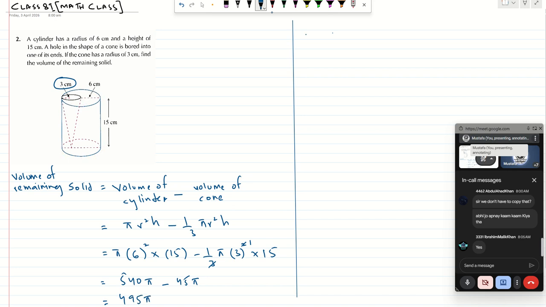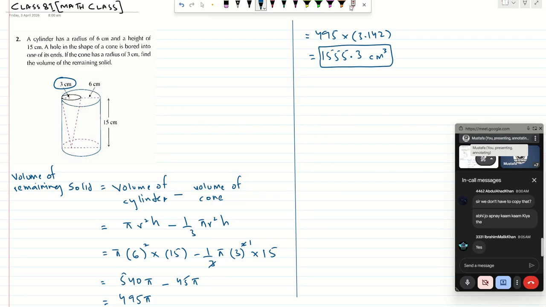Now pi has a value of 3.142, so 495 multiplied by 3.142. This is 1555.3 centimeter cube. This is the volume of remaining solid.